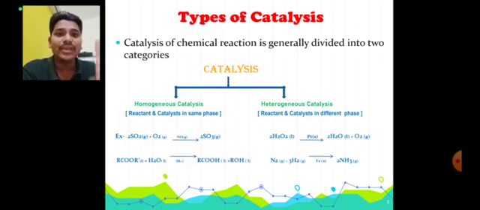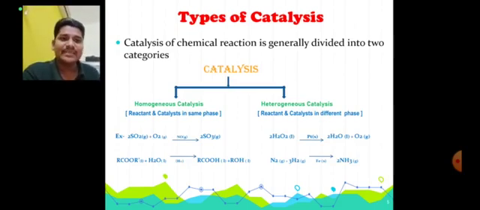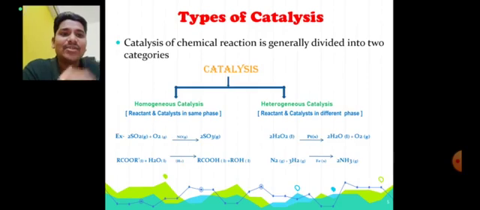That means the phase of both will not be the same. Then what do we call it? Heterogeneous catalysis. In this slide, the reactant is hydrogen peroxide, H2O2, in a liquid phase, but the catalyst used in this reaction, platinum, is in a solid phase. That means the reactant phase differs from the catalyst. That's why it is called a heterogeneous catalysis reaction.